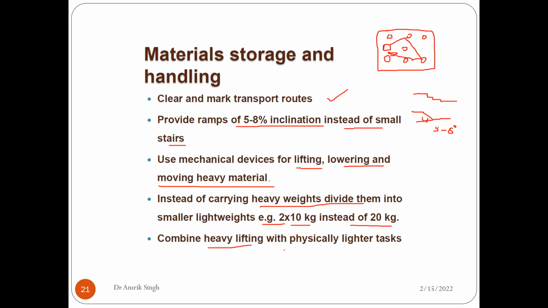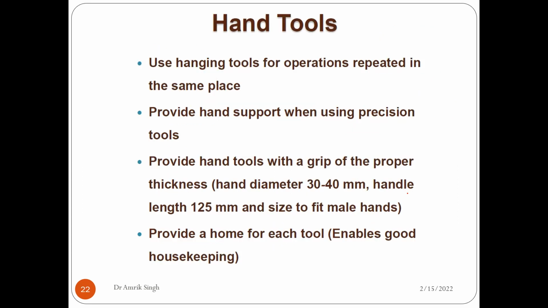Combine heavy lifting with physically lighter tasks. So if somebody is doing the job where the heavy lifting is required, his job content should be like that, that his task is slightly physically lighter. Now, hand tools are very important. So when we are dealing with the hand tools, what are the precautions we should follow from the ergonomic point of view? Use hand tools for operation repeated in the same place.